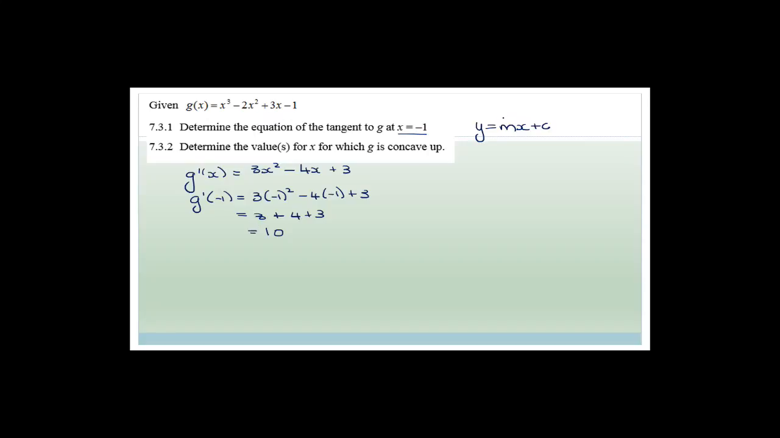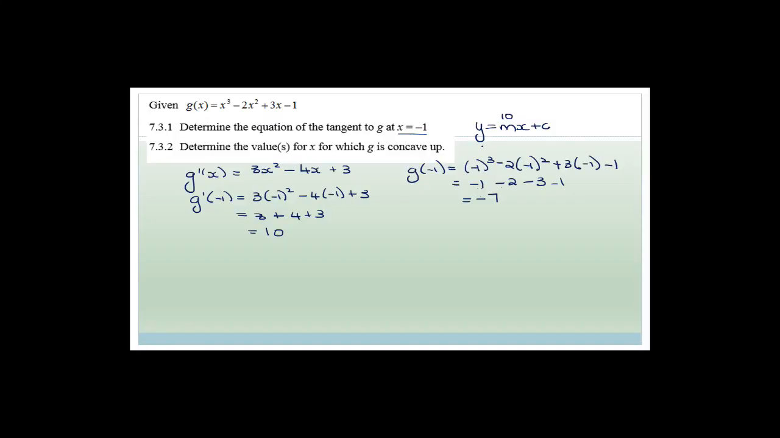So that is the gradient, that is 10. Now we need to find the y value at that point so that we can find the c. So we're going to substitute minus 1 into the original to find the y value, because g of x is the y value. So g of minus 1 is equal to minus 1 cubed minus 2 times minus 1 squared plus 3 times minus 1 minus 1, which is minus 1, minus 2, minus 3, minus 1, which is negative 7.